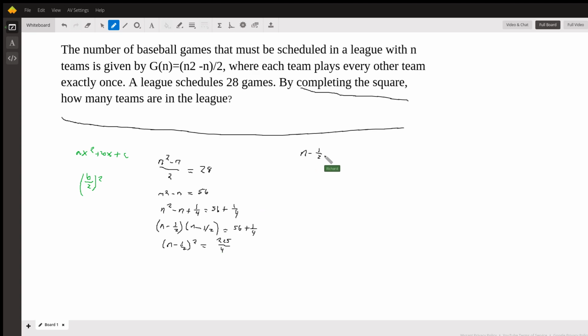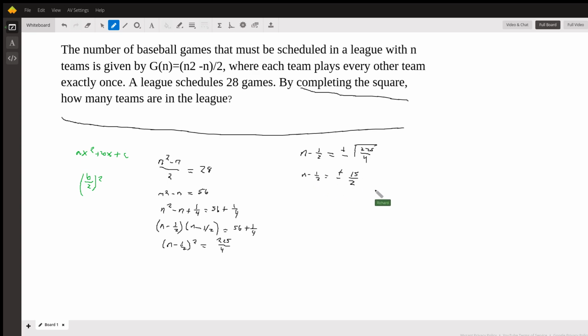You take the square root of both sides, equals plus or minus the square root of 225 over 4. So n minus 1/2 is equal to plus or minus the square root of 225, which is 15. So put that 15 over 2.